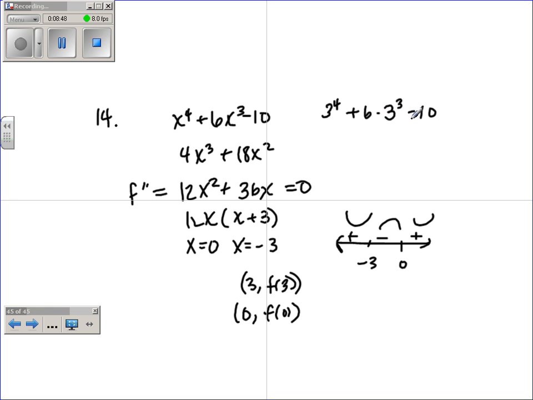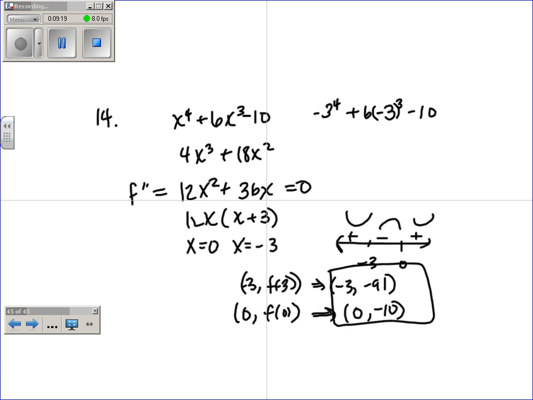When you plug in 3 here, you're going to get 91, negative 3. That's what I was having a problem with. You get negative 3 comma negative 91 and 0 comma negative 10. Go back to the original function and plug these both in. So that's choice A. Number 15.